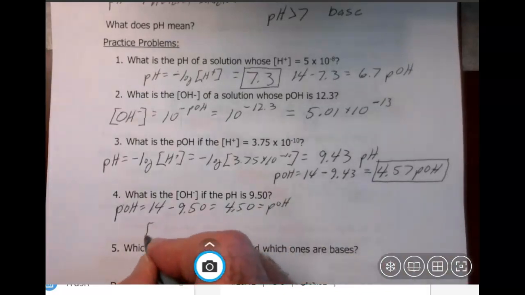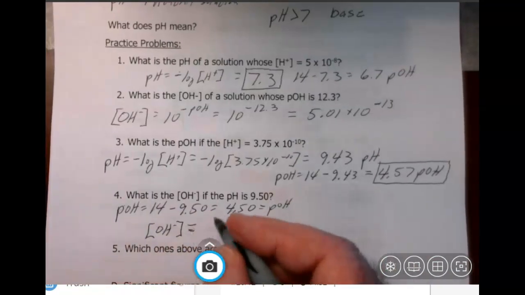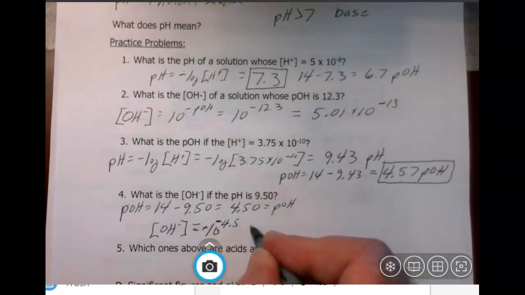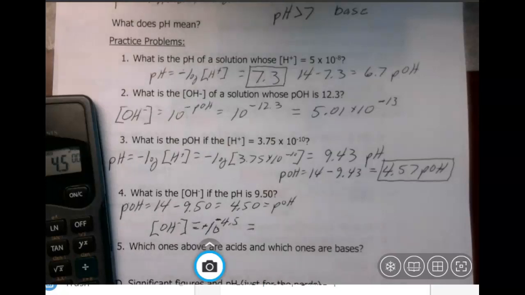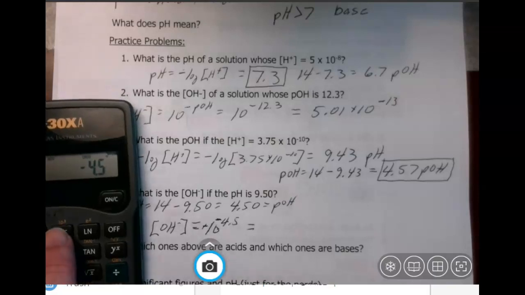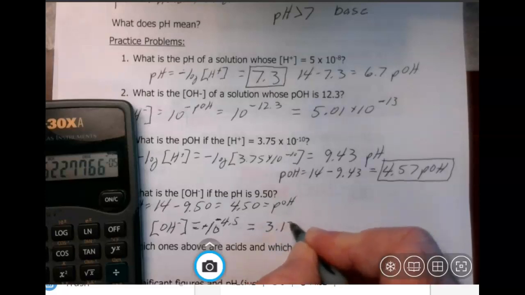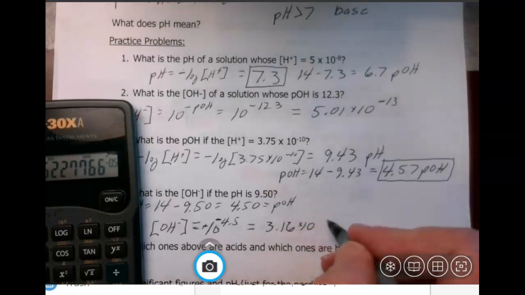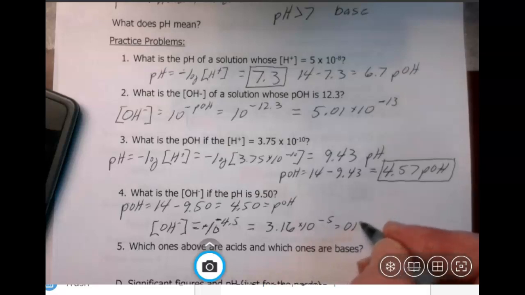So the hydroxide ion concentration formula is the concentration is equal to 10 to the minus pOH. It's going to give us our answer. So we want to take and enter minus 4.5 and then the 10 to the x key, and we get 3.16 times 10 to the minus 5th. That is our hydroxide ion concentration.